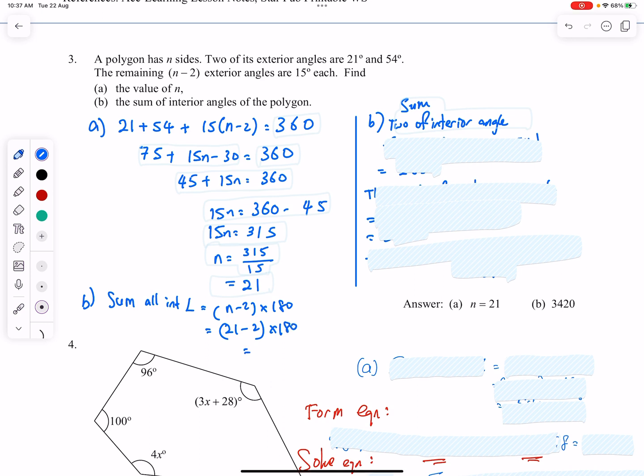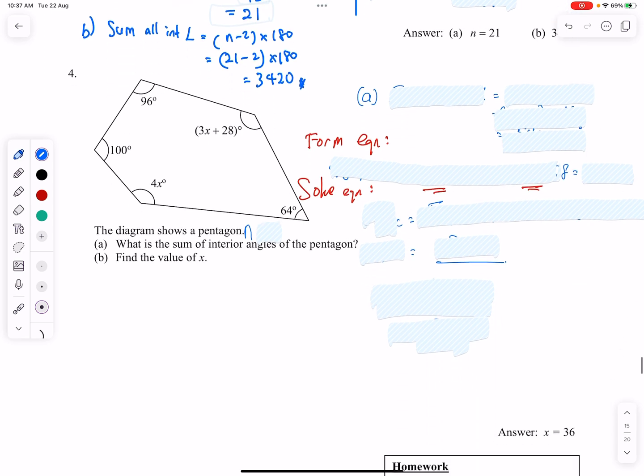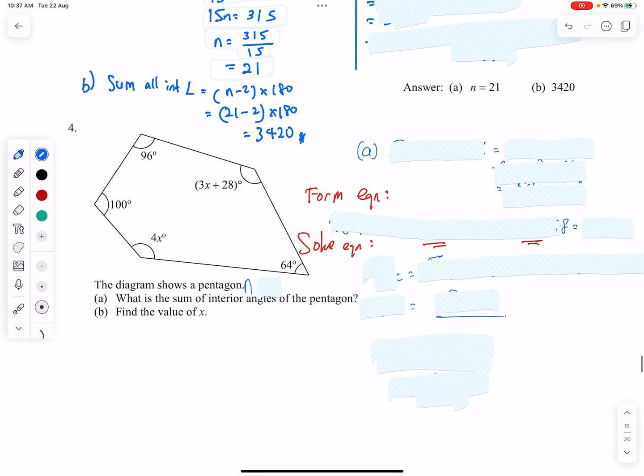And if I check the calculator, so take out your calculator now as well. 21 minus 2 times 180, I'll get 3420. Yay! Easy? Now let's look at question 4. Last question already, right? Last question.